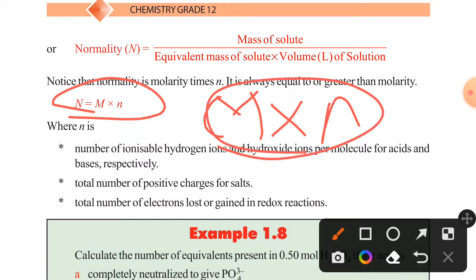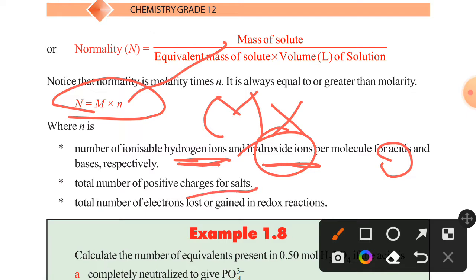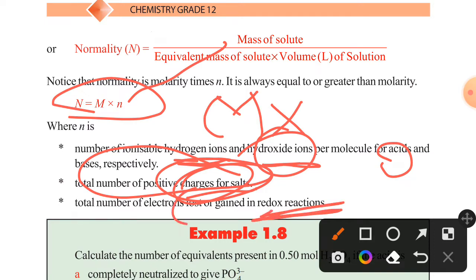N is the number of ionizable hydrogen ions or hydroxide ions per molecule. For acid it is hydrogen ion, for base it is hydroxide ion. Total number of positive charges for salt. Total number of electrons lost or gained for a redox reaction. So normality is molarity times n. Don't forget.